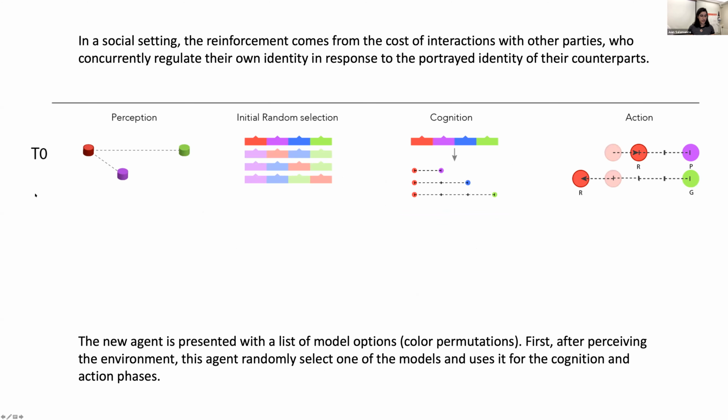Okay, so in order to represent this, we added a new agent, which ignores the color model that guides others' actions. And this new agent will construct its identity while interacting with others. At the very beginning, after perceiving the distances of others in the space, the agent randomly selects a model from a collection of pre-generated possible models. These are represented as color permutations. So then the agent uses that model for the cognition, where it translates the color order into desired distance. And after that, it takes action, moving closer or further to the other agents.